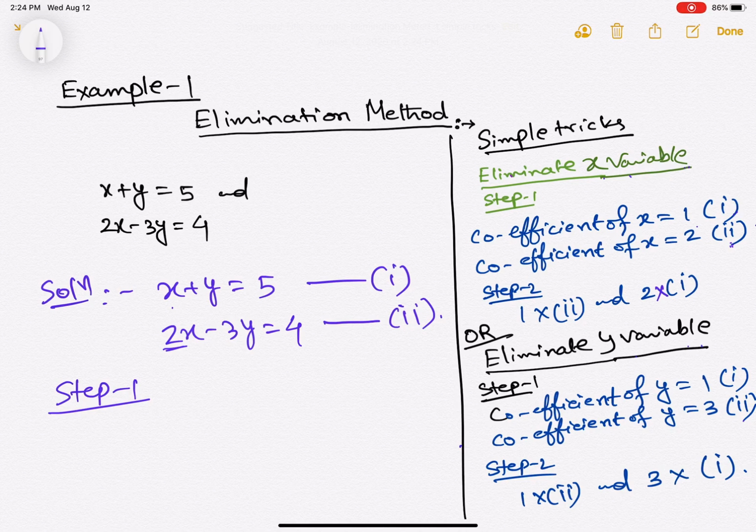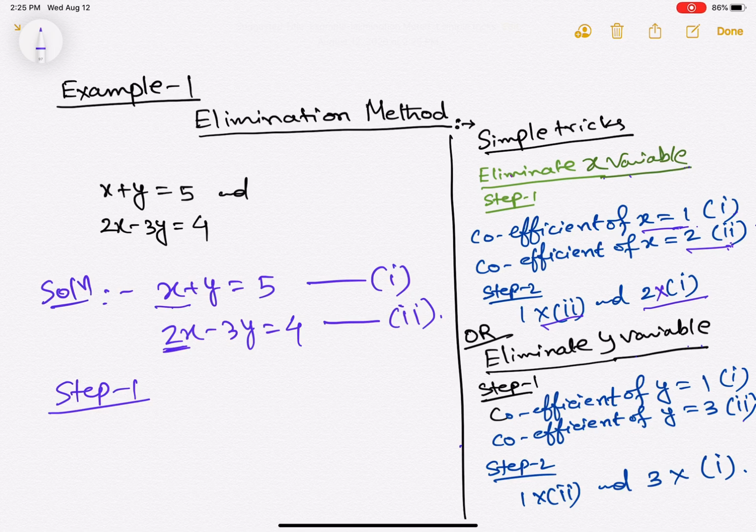So now first, when you eliminate x from both the equations, what will you do first? First you write the coefficient of x from both the equations. So I will write here x equals 1 from equation 1 and x equals 2 from equation 2. Then this 1 from equation 1 is multiplied both sides of equation 2, and the coefficient 2 of x is multiplied both sides of equation 1. So now after that you have to eliminate x from both the equations.